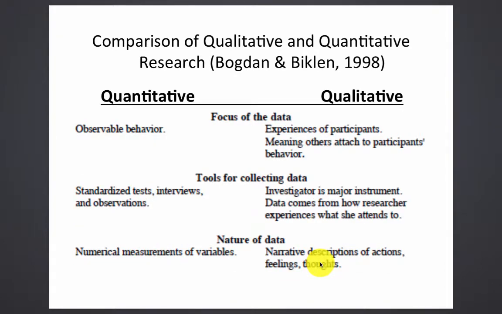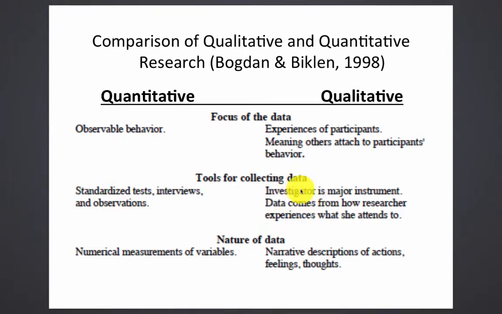In quantitative research, we focus on observable behavior, and in qualitative research, we're looking at experiences of participants, and we're developing the meaning that others attach to participants' behavior. So we may be interviewing people who observe other people, but it's all about the experiences as opposed to simply things that you can observe. Tools for collecting data. We want to have standardized instruments, interviews, and observations that are very procedurally strong and clear and replicable.